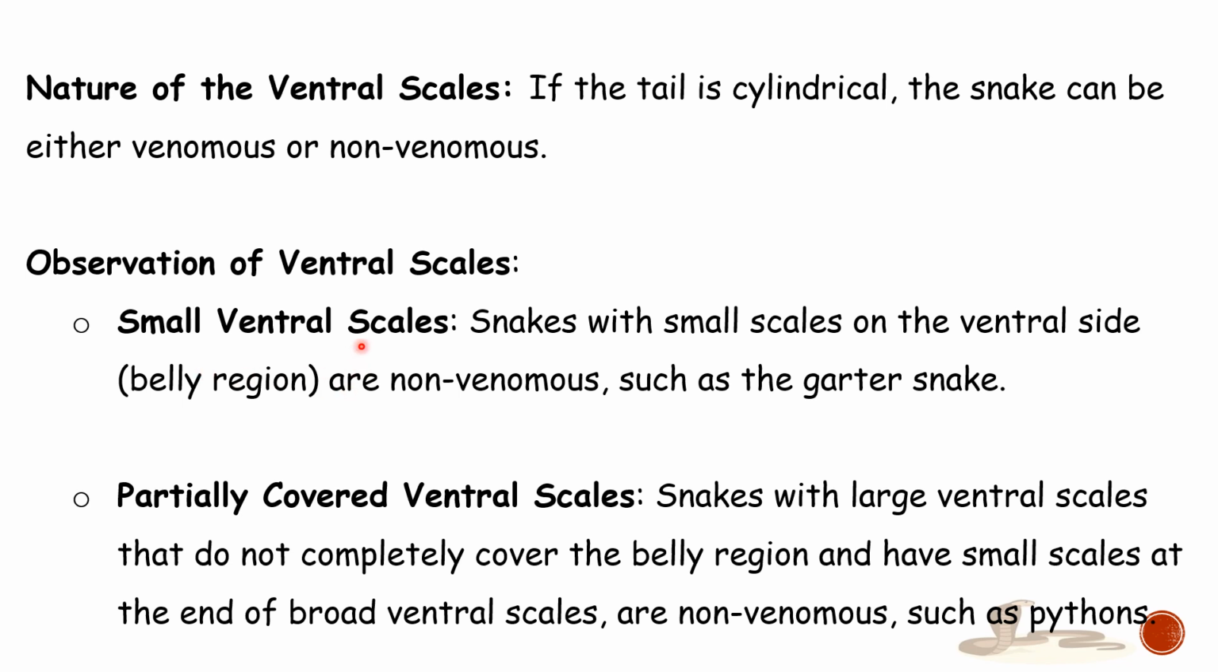If the scales are small, that means underneath the belly region, that type of snake is completely non-venomous, such as the grass snake. So here we can see small ventral scales.